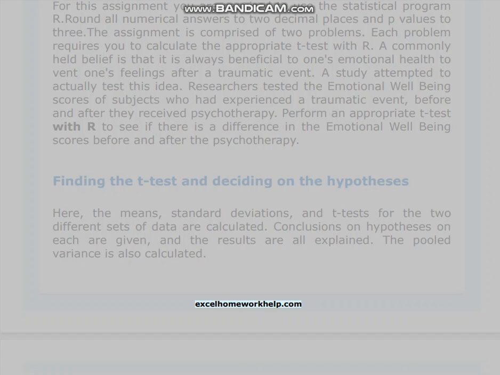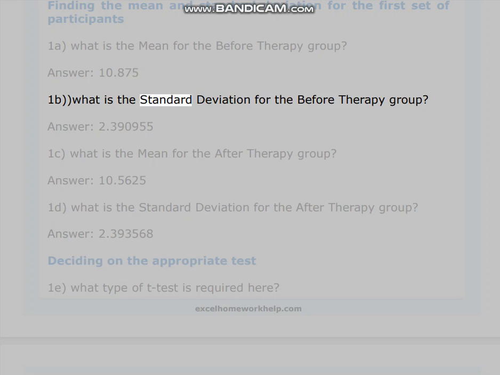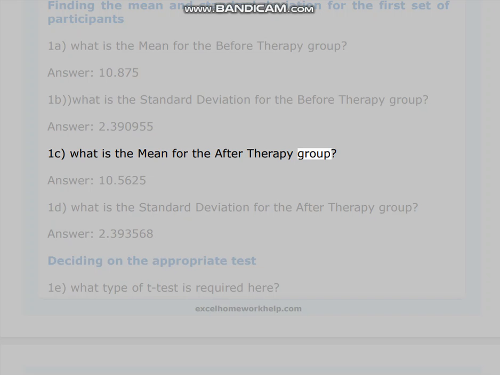Finding the mean and standard deviation for the first set of participants. 1A. What is the mean for the before therapy group? Answer: 10.875. 1B. What is the standard deviation for the before therapy group? Answer: 2.390955. 1C. What is the mean for the after therapy group? Answer: 10.5625. 1D. What is the standard deviation for the after therapy group? Answer: 2.393568.